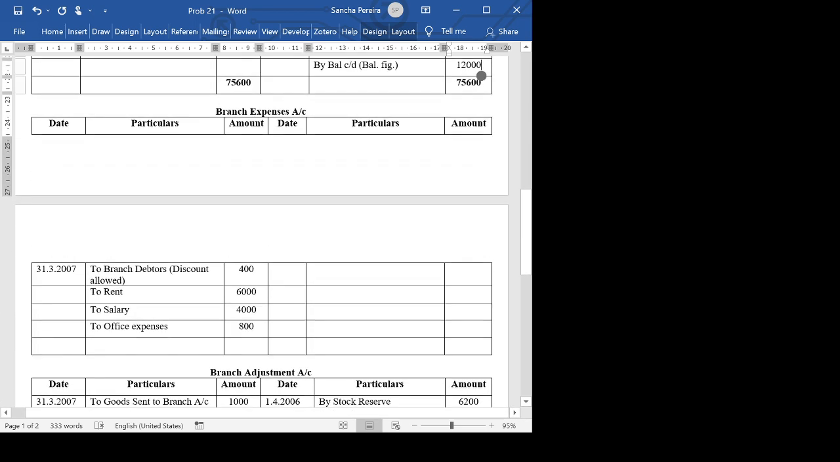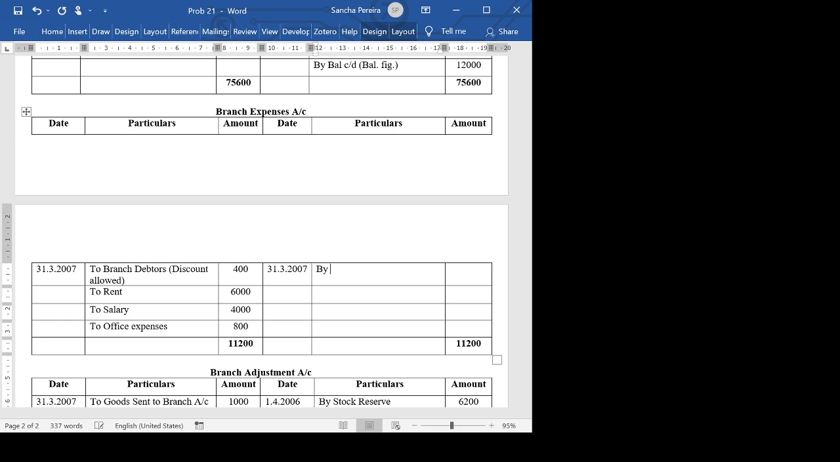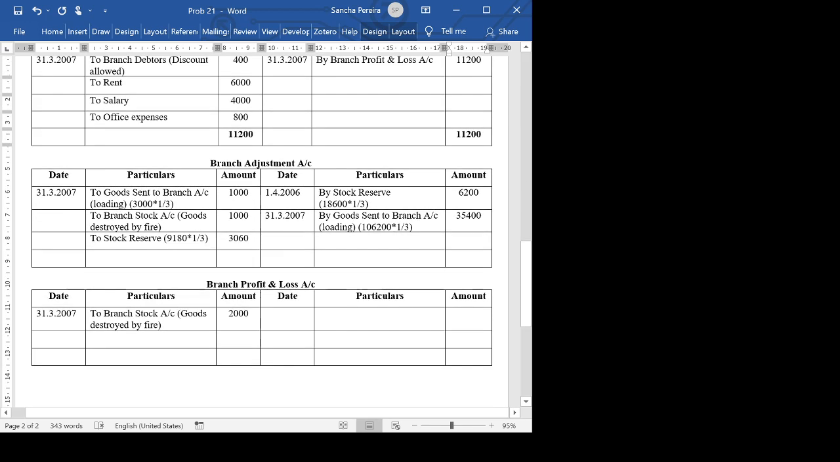Then the branch expenses, the total here is 11,200. The entire amount goes to profit and loss. So by 31st March 2007, by branch profit and loss, total expenses 11,200. So if you say by branch profit and loss account, in the profit and loss account you have two branch expenses.